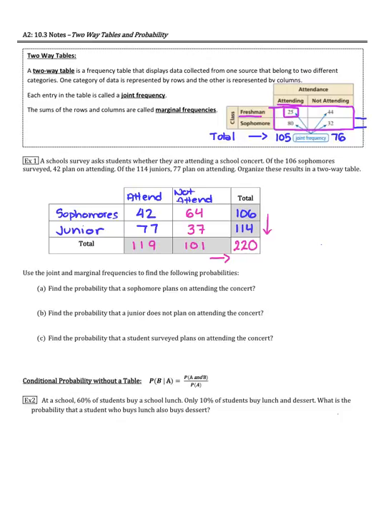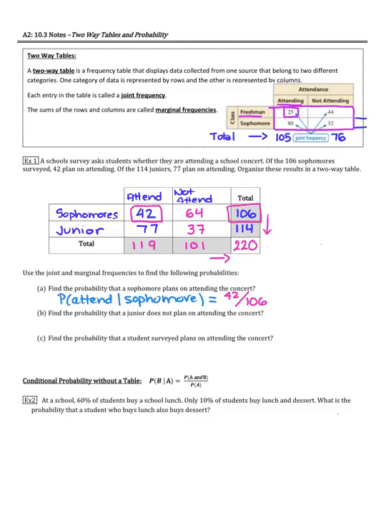Okay, now let's look at how we can find probability utilizing this table. We want to find the probability that a sophomore plans on attending. That's like asking the probability that you are attending given that you are a sophomore. So we're only looking at the subset of sophomores. We look at sophomores who are attending, out of the total sophomores. So that would be 42 out of 106.